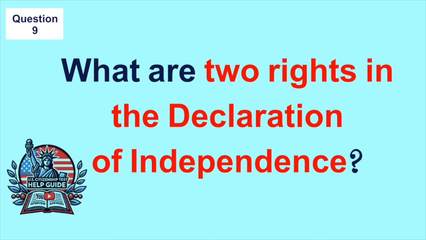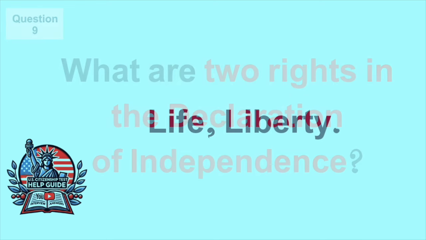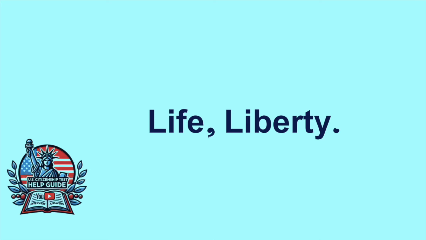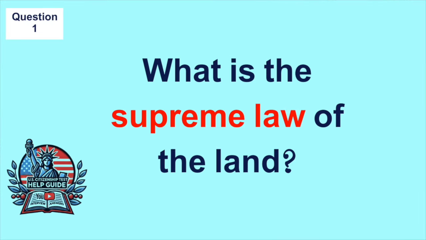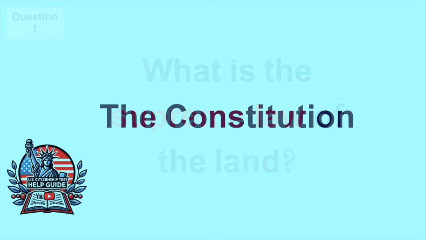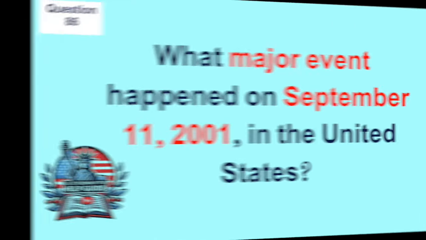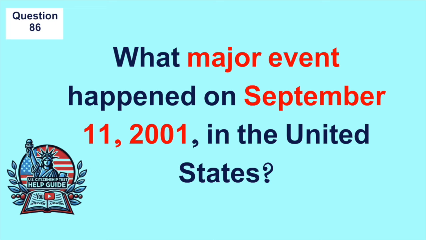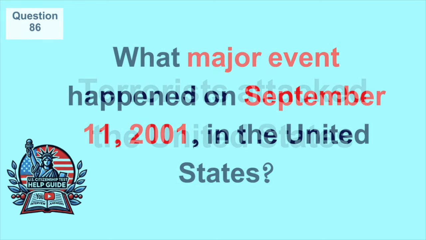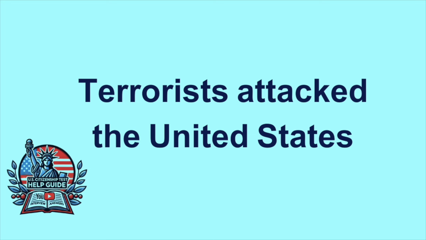What are two rights in the Declaration of Independence? Life, liberty. What is the supreme law of the land? The Constitution. What major event happened on September 11, 2001, in the United States? Terrorists attacked the United States.